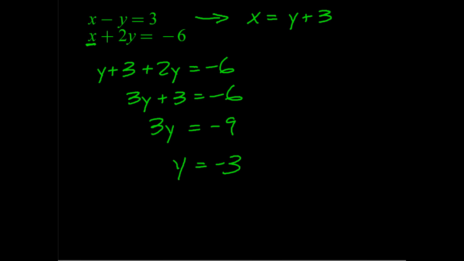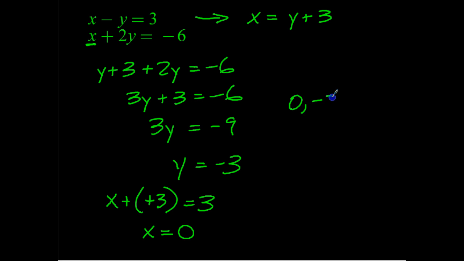And then I can take y and plug it back in. We'll do it in that first one, in fact. So we'll do x minus negative 3 is equal to 3. So this becomes adding. So x plus 3, so I'm going to subtract, so I get x is equal to 0. So I should get 0, comma, negative 3.